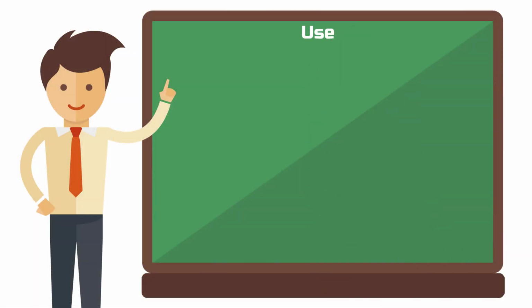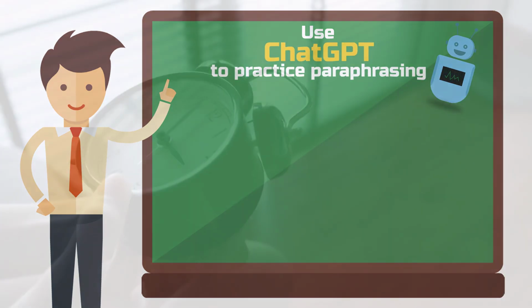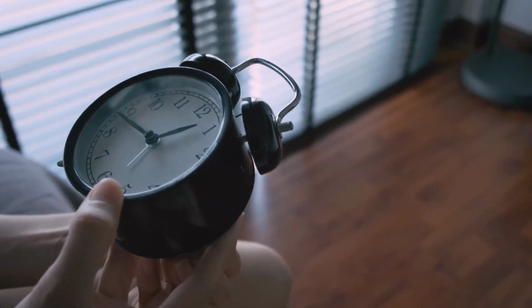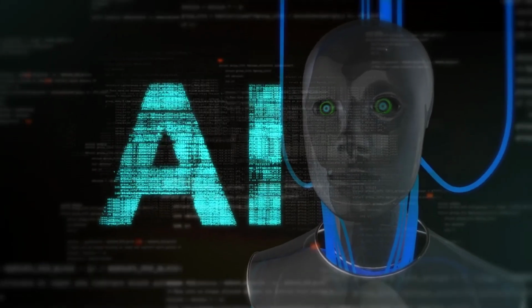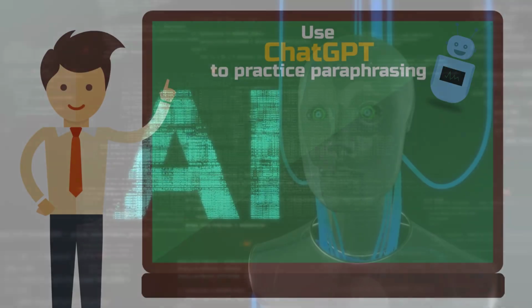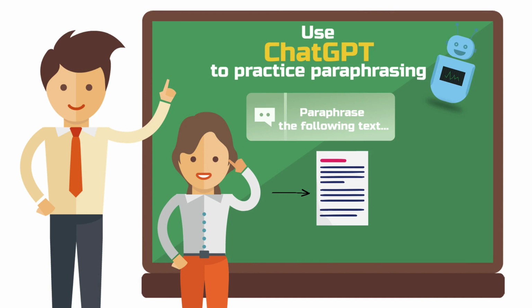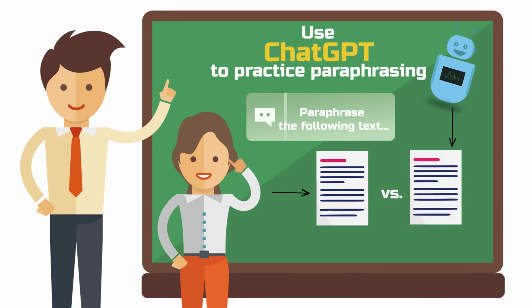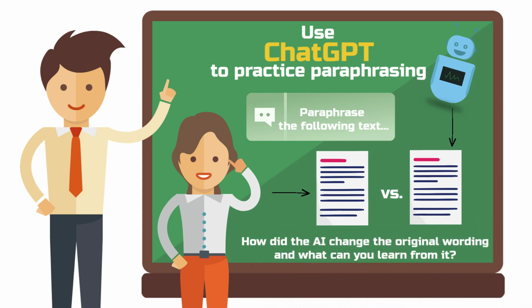In today's world, obviously, you can use tools like ChatGPT or Quillbot for paraphrasing. Doing so will save you a lot of time. However, I recommend you use those tools to, in the first place, better understand the technique. Do your first paraphrases by hand and then give the same task to an AI. If you compare the results, how exactly did the AI change the original wording and what can you learn from it? When working with AI in the future, it will be important that you understand what it is that the AI is doing for you.